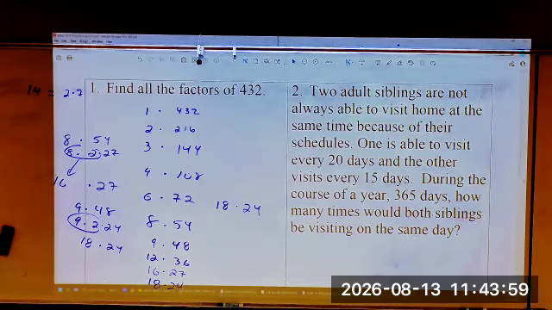So we could list out from 1 to 365 and count, and circle one in red and the other one in blue. Count by 20, count by 15. And when they have the same circle, that's when they're visiting, and they count how many times they have the same circle. That's brute force.